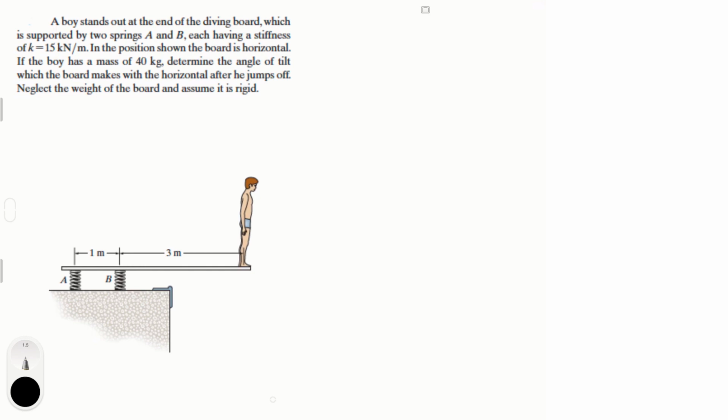Alright guys, let's do this problem that says a boy stands out at the end of the diving board which is supported by two springs, A and B, each having a stiffness of K at 50 kilonewtons per meter. In the position shown, the board is horizontal. If the boy has a mass of 40 kilograms, determine the angle of tilt which the board makes with the horizontal after he jumps off. Neglect the weight of the board and assume that it is rigid.